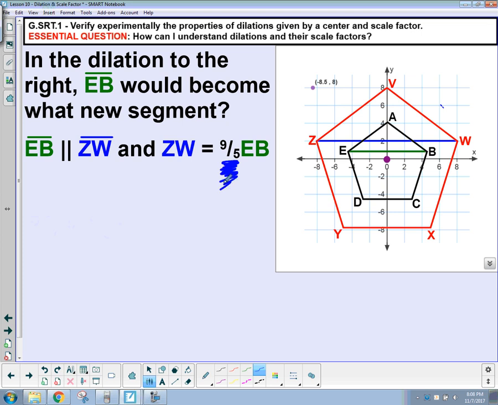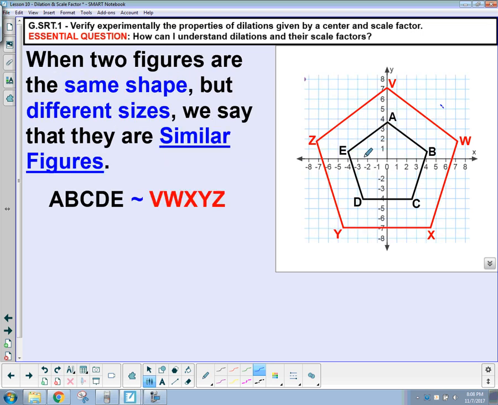Okay? Same shape, different size. See how that's coming back? There are going to be similar figures. And look, new symbol right there, just the squiggly worm, with no equal sign underneath it. That means similar to.